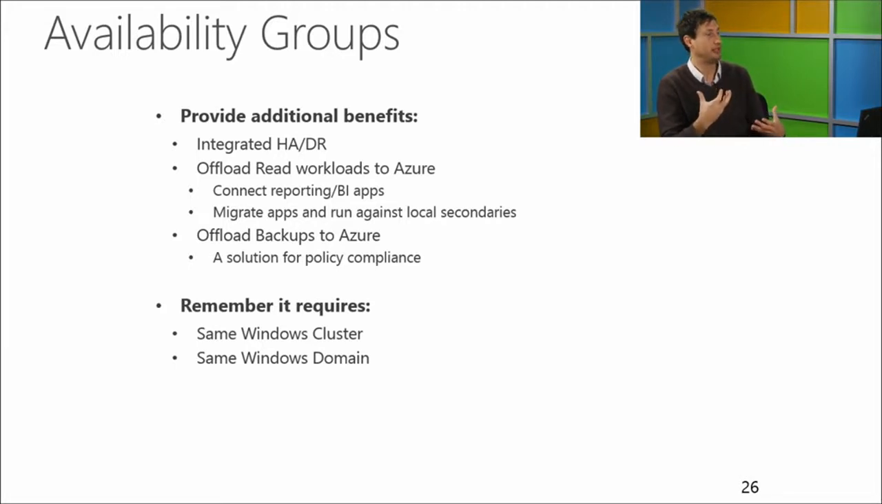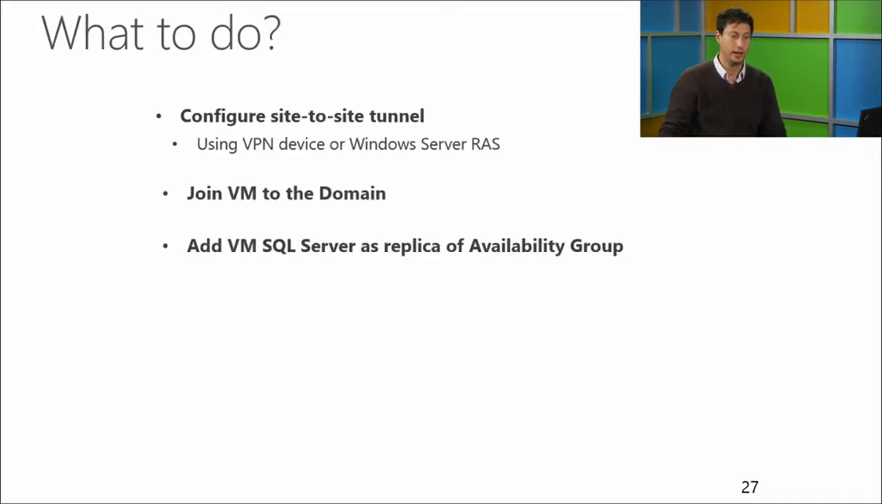And this means that that secondary in the cloud and your on-premise SQL Server need to be running in the same Windows cluster. And because of that, they need to be running in the same Windows domain. Now, to achieve this, if you want to make sure that those secondaries can be part of the same Windows domain as on-premise, you need to configure what we talk about. This is the site-to-site tunnel.